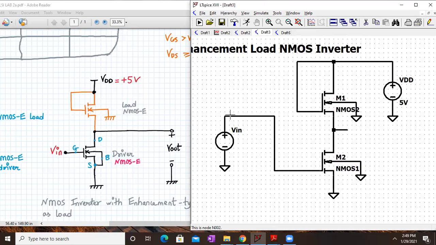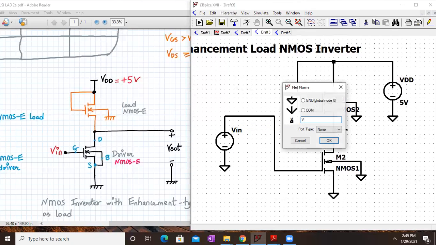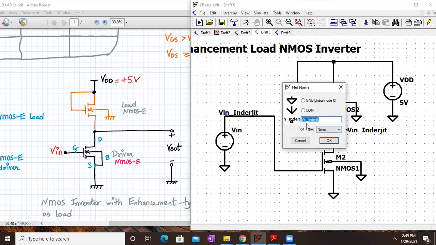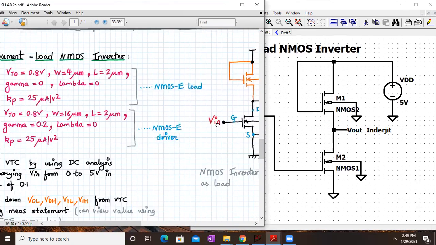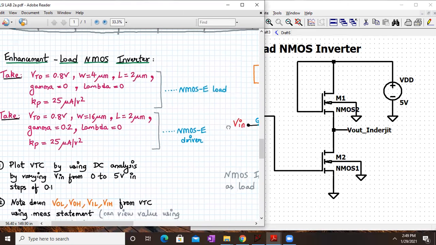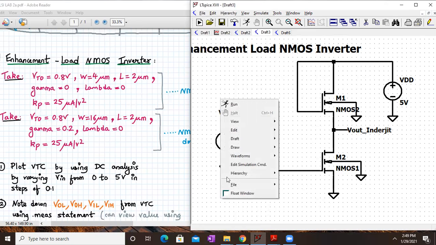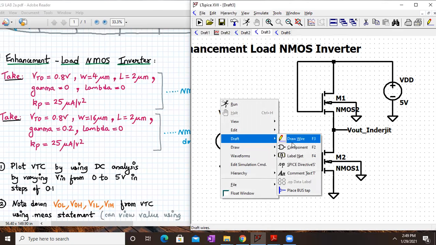Okay, and then again you can quickly give the names over here, Vin underscore the name. And here we can give the output as Vout underscore name. We will not go into that much detail, but we'll quickly simulate one characteristic. I want to show you all this. We have to define two different models, one for NMOS and one for another NMOS, right? So I've already named them NMOS 1 and NMOS 2. So let us quickly write the .model statement.